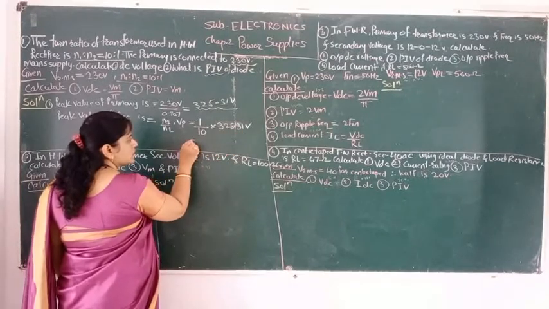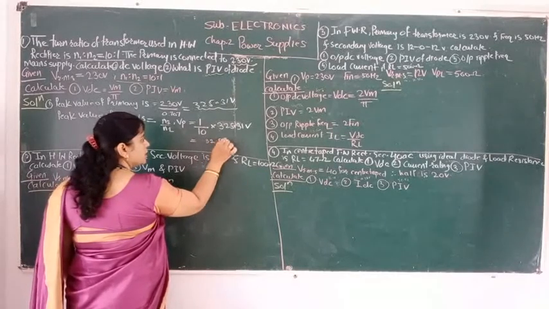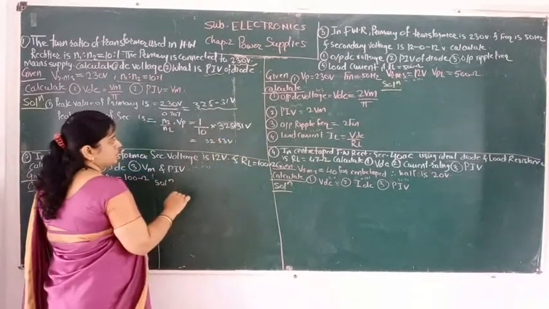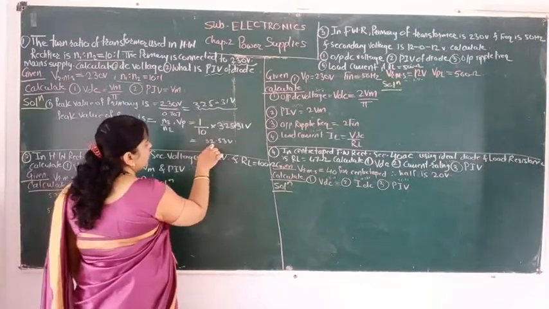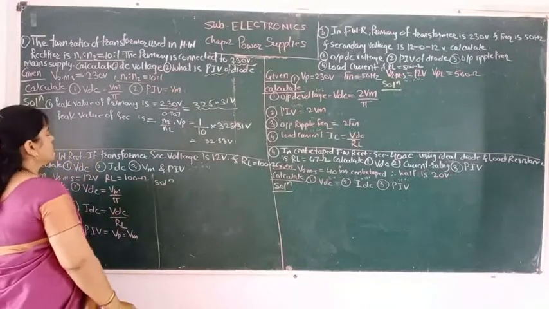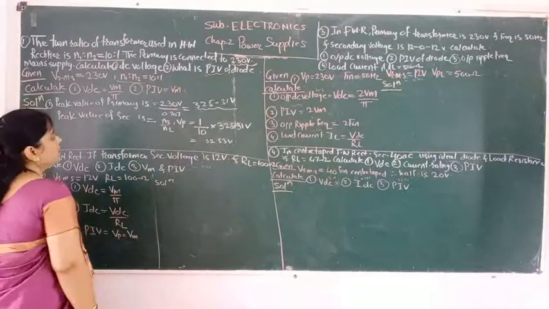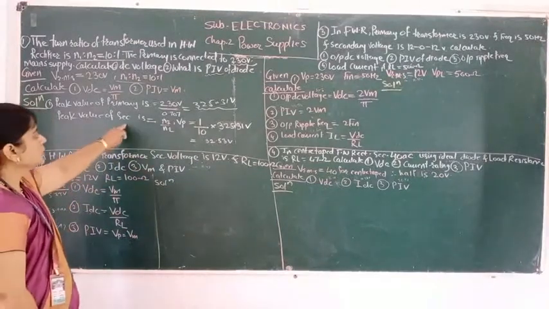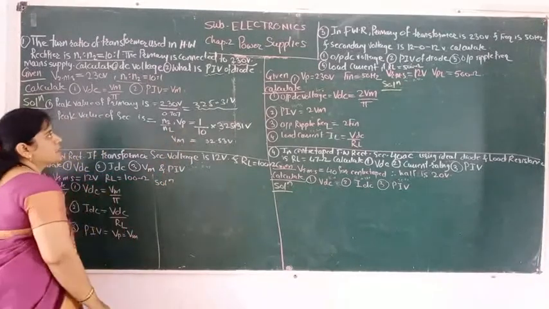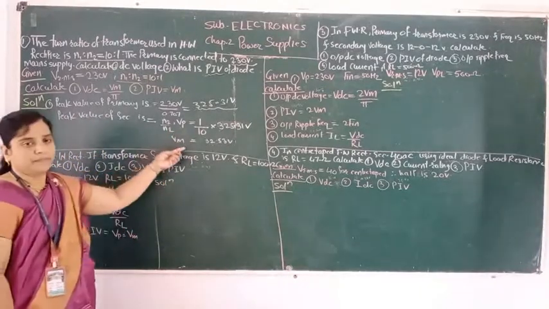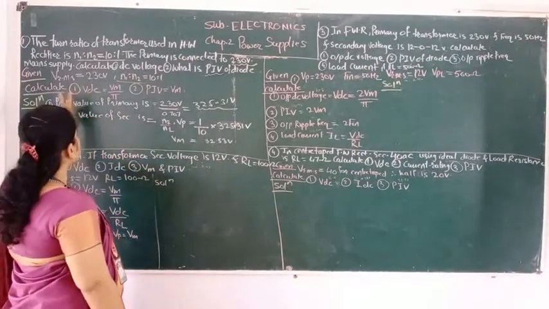So how much is it? It is 32.53 volt. Isn't it? It is how much? 32.53 volt. This is our peak value of the secondary. Okay. So this is the peak value of the secondary, which is Vm.